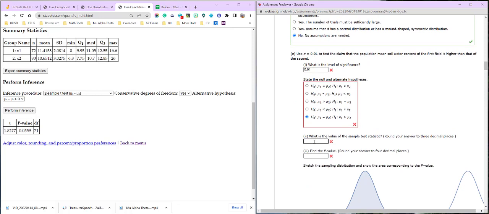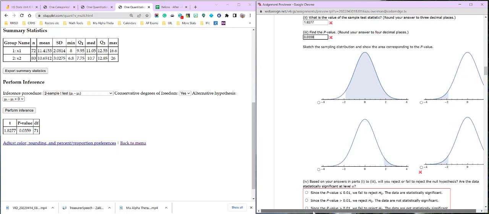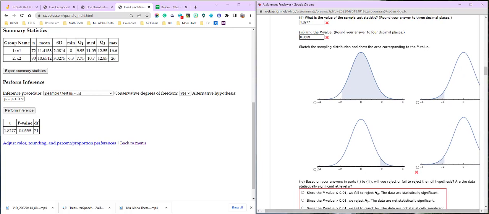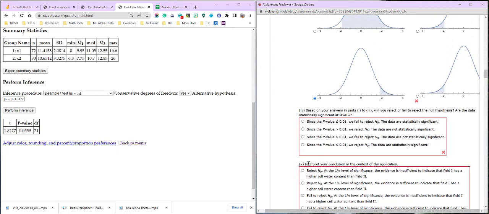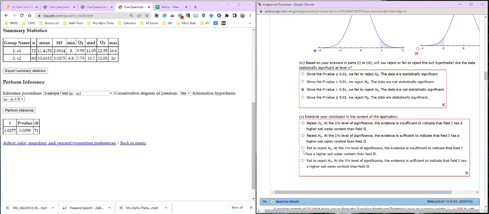Sample test statistic is 1.8277, and the p-value is 0.0359. Sampling distribution, we want something shaded to the right, and that appears to be the only one that's solely shaded to the right. Our p-value is greater than 0.01, so we fail to reject because we don't have significant data. And fail to reject, the evidence is insufficient. So we'll go ahead and finish submitting this.